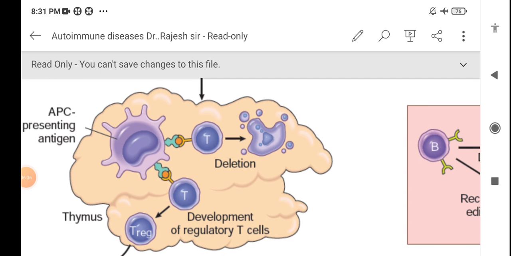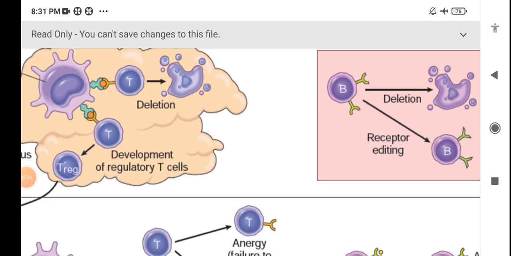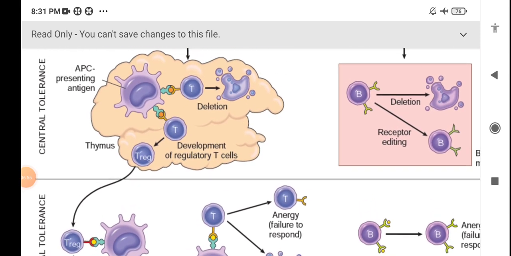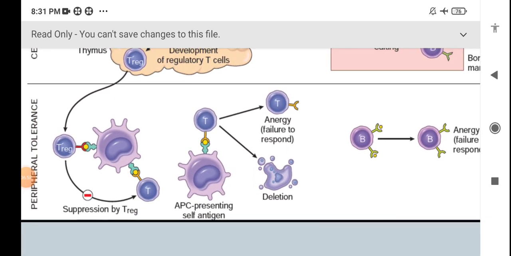So in the thymus, these particular receptors are exhibited, the T cell receptor and the receptor expressed on the APC molecules, antigen presenting cells. The development of a regulatory T cell is in process here. So this was the central tolerance, and this is the peripheral tolerance here. The suppression by T regulatory mechanisms, the APC presenting self-antigen, anergy, that is failure to respond.